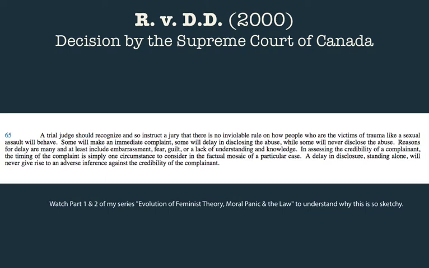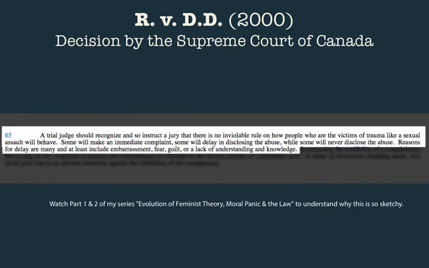The most common paragraph cited from this case, cited in other cases since 2000, reads: "A trial judge should recognize and so instruct a jury that there is no inviolable rule on how people who are the victims of trauma like sexual assault will behave. Some will make an immediate complaint, some will delay in disclosing the abuse, while some will never disclose the abuse. Reasons for delay are many and at least include embarrassment, fear, guilt, or a lack of understanding and knowledge." Of course, they do not afford the possibility that it could have been influenced by an outside party.